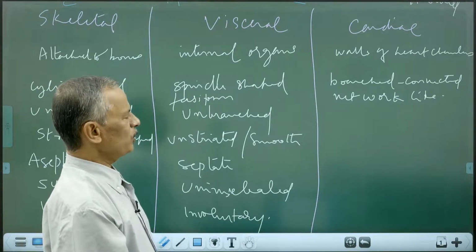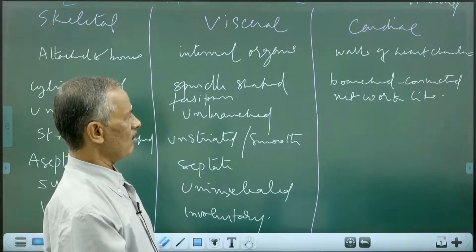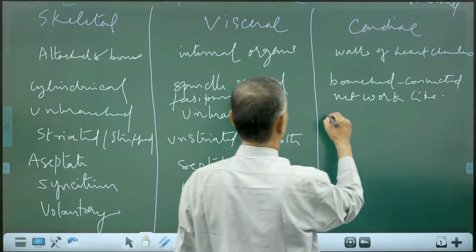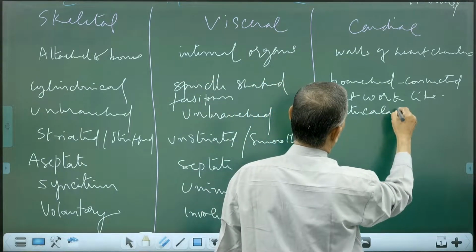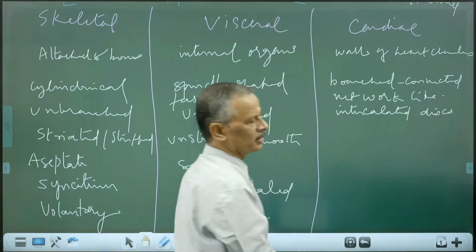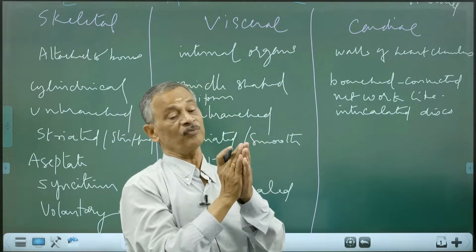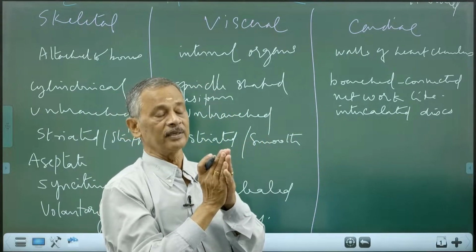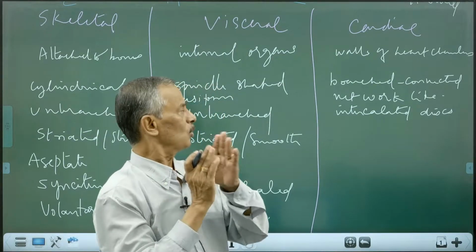And at the point of connection, you will be having some specialized structures called intercalated discs. Intercalated discs are formed by the fusion of the plasma membrane of neighboring cells, helping in easy transfer of impulses from one to another.